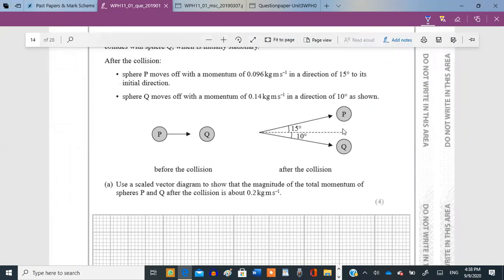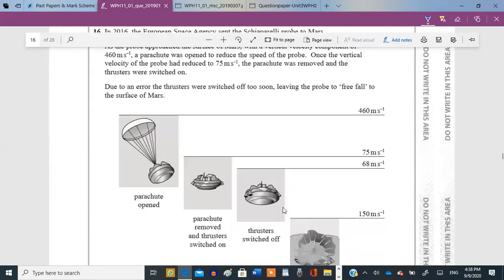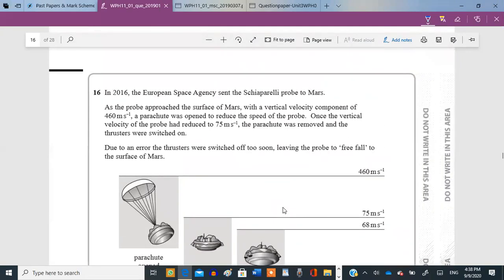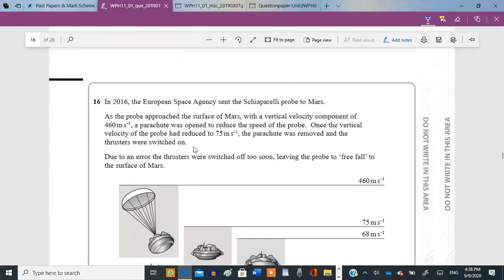Because this is now a two-dimensional motion, vertical and horizontal. So if you remember that lecture in which we did the two-dimensional motion, I did compare those. Okay, so over here we have a European Space Agency probe sent to Mars. As the probe approaches the surface of Mars with a vertical velocity component of 460 meters per second. Again, this seems like a question from kinematics, so you can do this question easily.